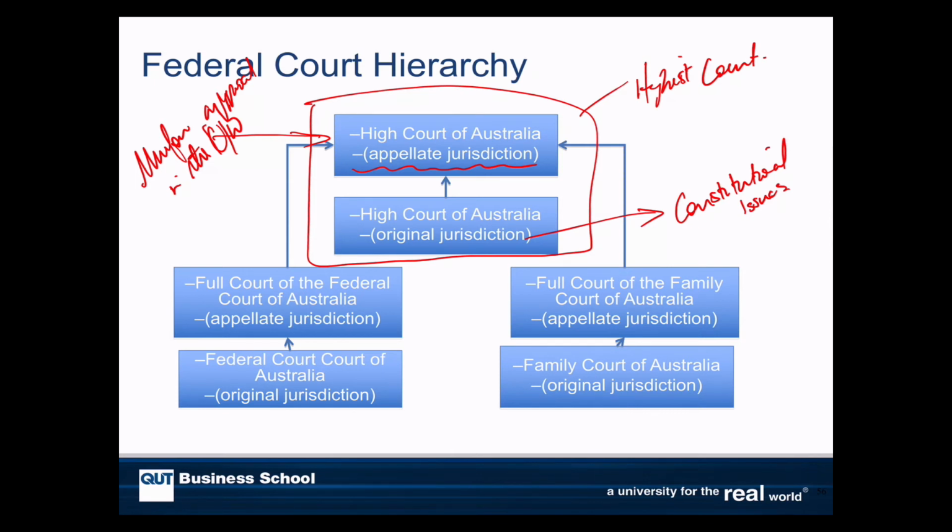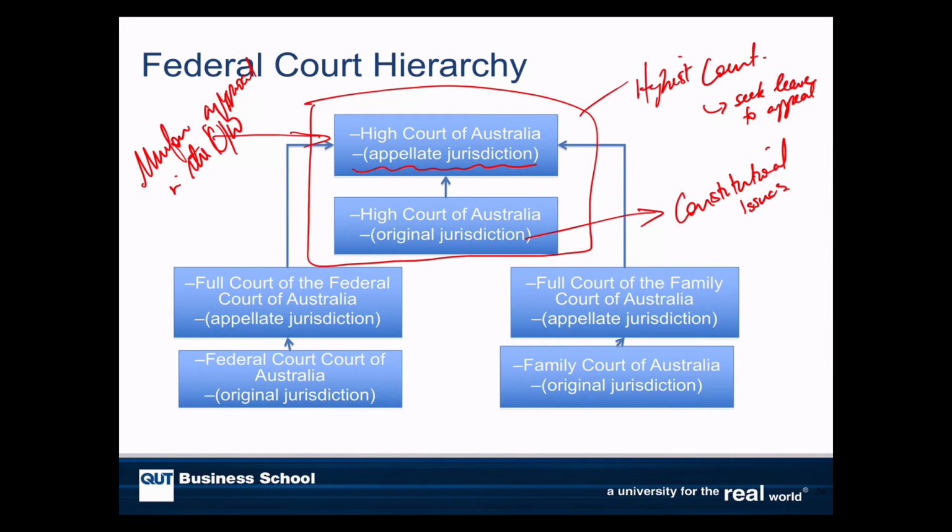Now, you just can't automatically get an appeal to the High Court. What you have to do is seek leave. They call it seeking leave to appeal. So you ask them, can I appeal to you? And the High Court will only hear the most important cases, ones with very important legal policy implications. So it's not simply that you can always appeal there. You have to seek leave.